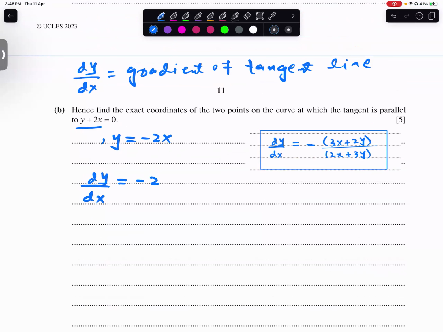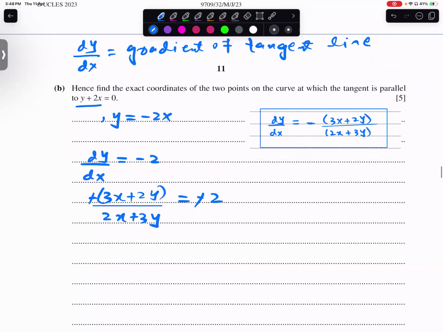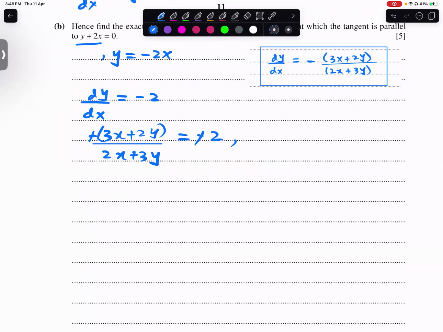So (-3x + 2y) divided by (2x + 3y) is equal to minus 2. Let's cancel this minus 2 on both sides and cross multiply. 3x plus 2y is equal to 4x plus 6y. Bring 4x to the left side. This will become minus x, and 2y on the right side will become equal to 4y.